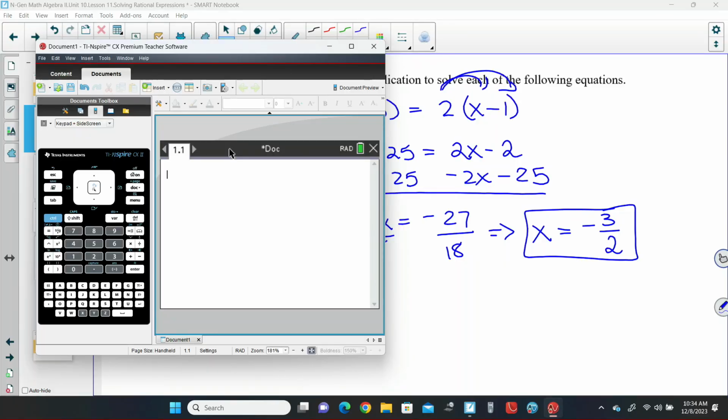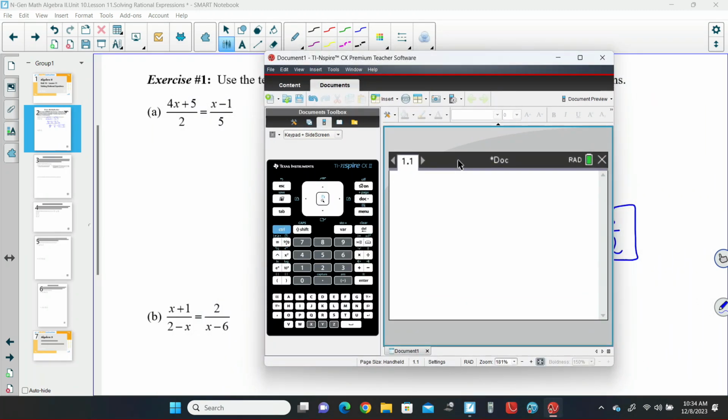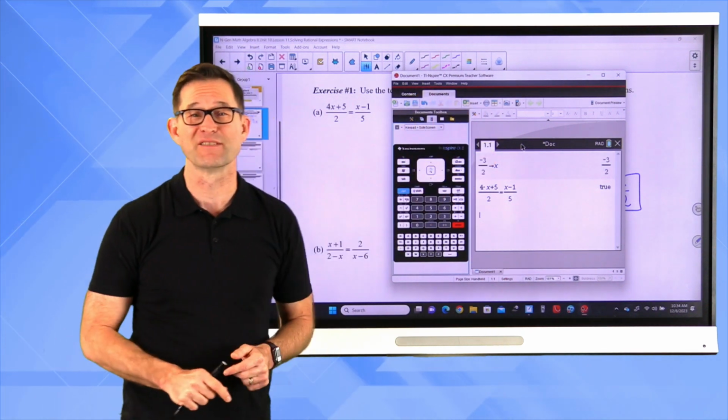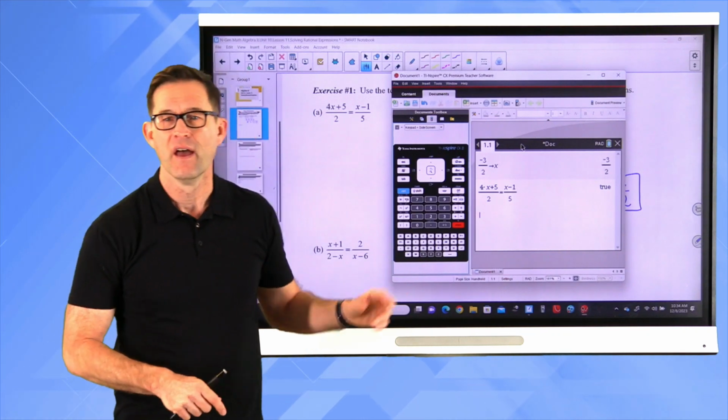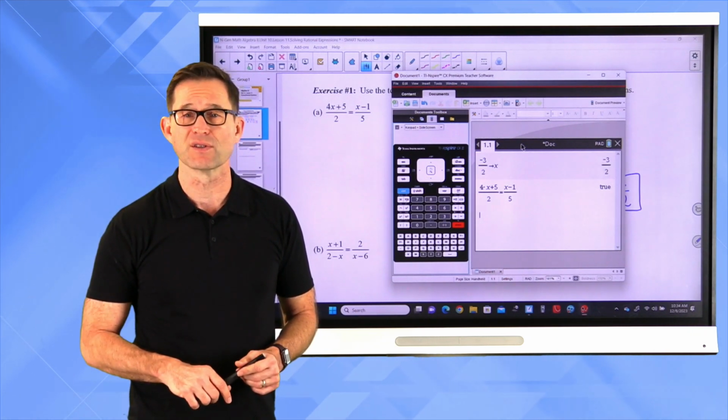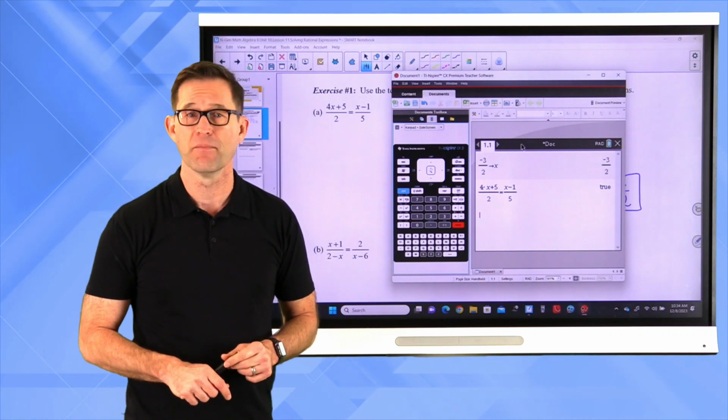Notice, of course, I can bring my TI Inspire out. I can take that negative 3/2, store it in x, and then type my equation out: (4x plus 5) divided by 2 equals (x minus 1) divided by 5, and of course my calculator tells me true, which it wouldn't have if Joey hadn't caught that negative 1 versus negative 2. I would have been like, man, that is an ugly answer. It would have told me false here. But since my calculator tells me true, I know that x equals negative 3/2 is a solution because when substituted into the equation, it makes the equation true.